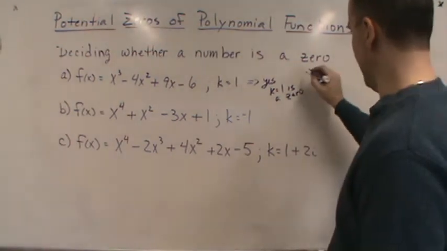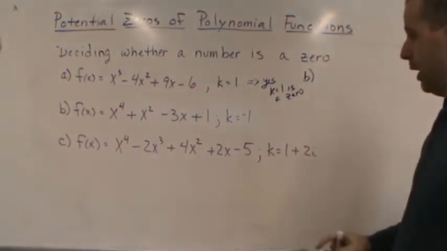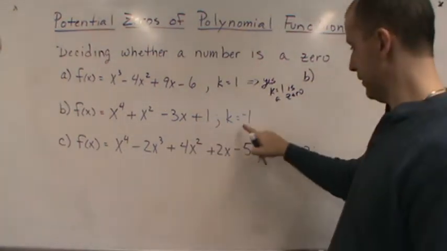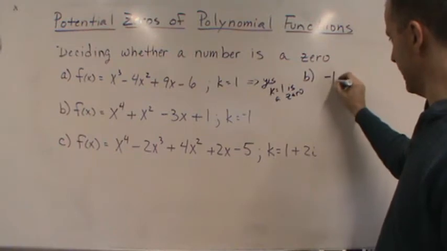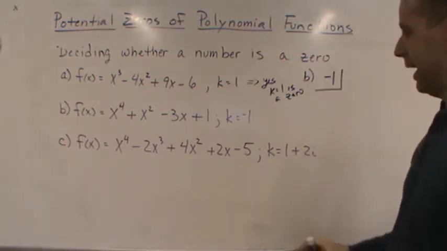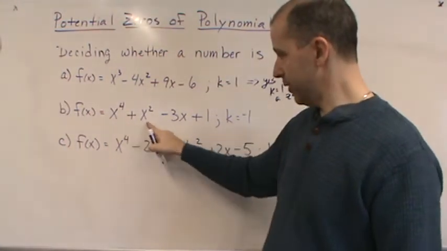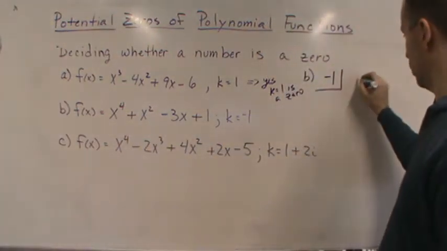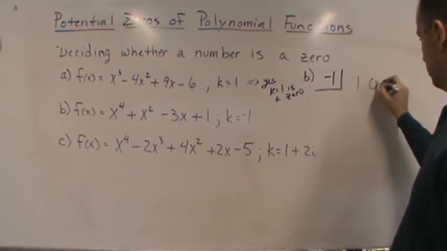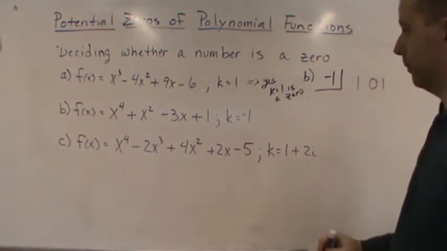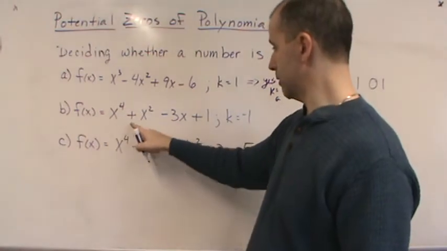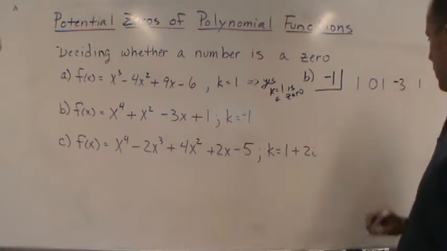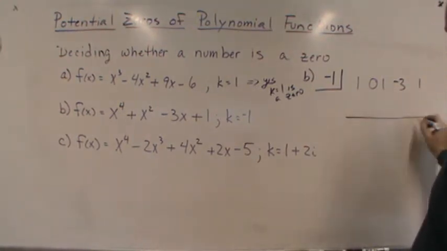So let's do B now. Again, we're going to do the synthetic division. Now be careful, this k value is -1 now, so we're going to put -1 here. And now watch out, we need some place values here. So it's going to be 1, 0, 1, -3, 1. And so here are my numbers.